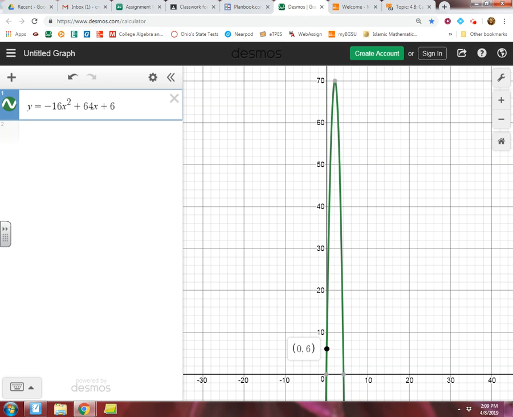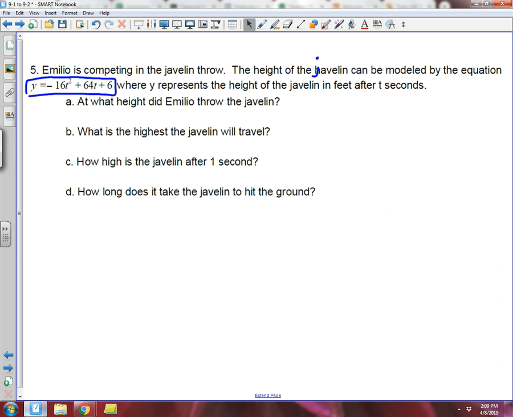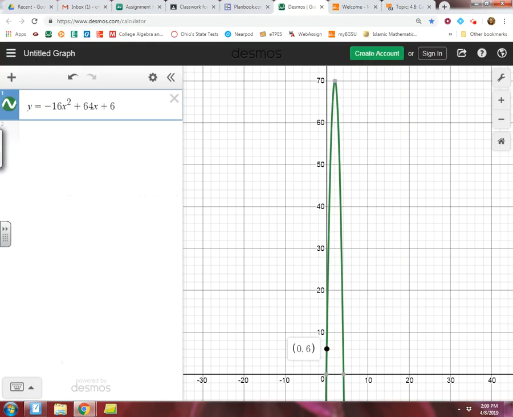Again, I ask you folks, does everybody understand why I'm saying 6 here? Because if the x is 0, that's at 0 seconds. Okay, so we have 6, and I think we're still in feet. Yes, 6 feet. Next question. What is the highest the javelin will travel? Well, that's right up there. Highest point, which would be 70 feet.